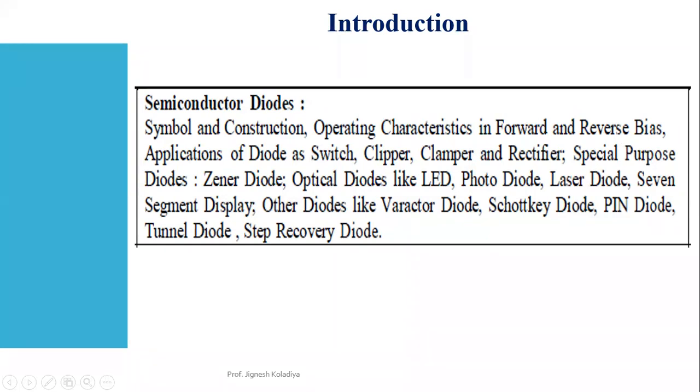And then after we will move towards some special purpose diodes, like Zener diode, optical diode, like LED, photodiode, laser diode, 7-segment display, varactor diode, Schottky diode, pin diode, tunnel diode, and step recovery diode. We'll see the working, construction, and characteristic about all this. So first of all, we will start with PN junction diode.